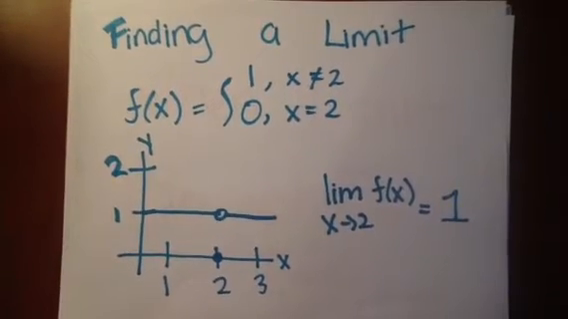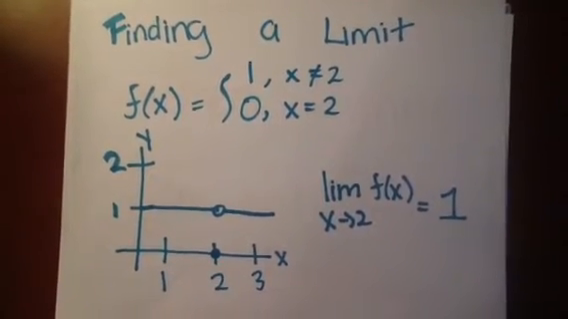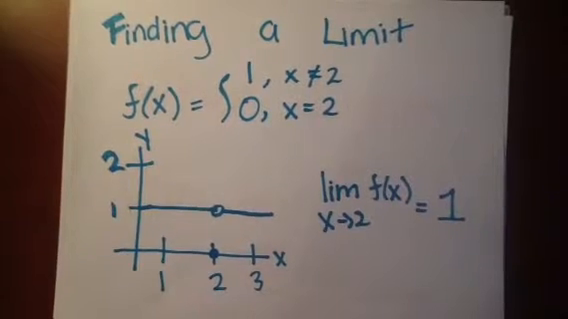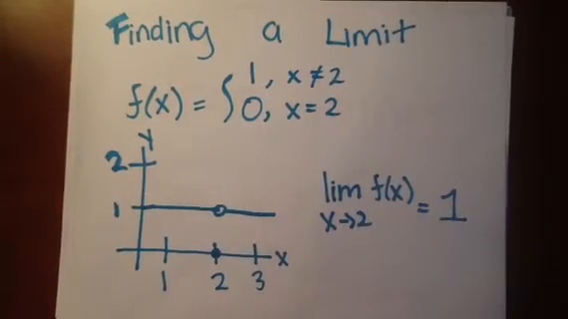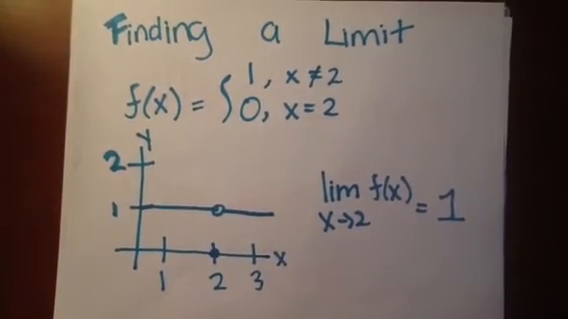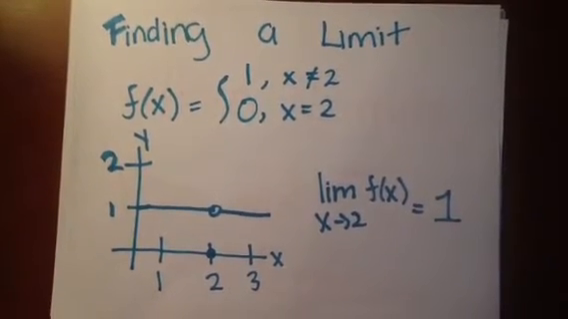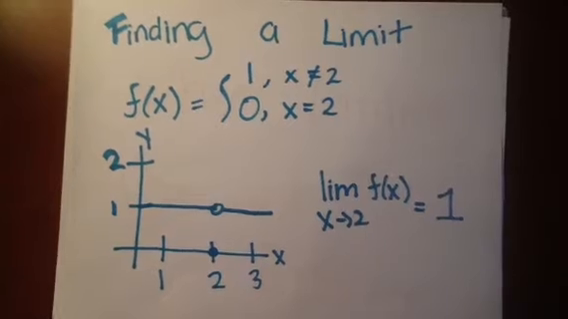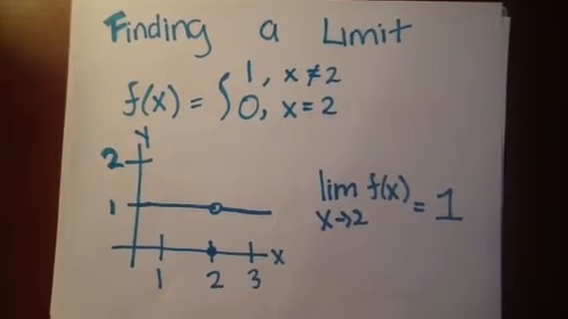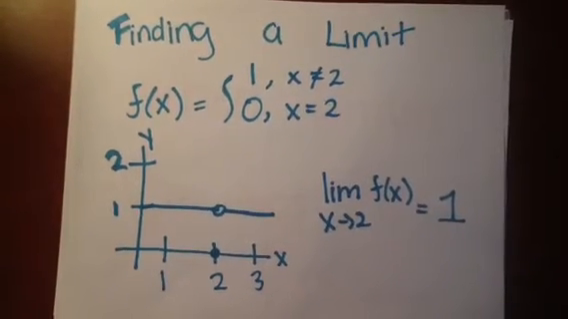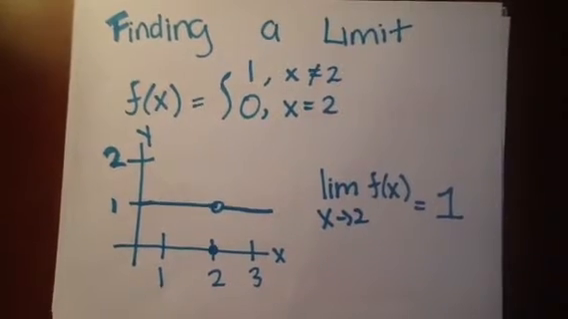Finding the limit of f of x as x approaches 2, where f is defined as 1 at all values x does not equal 2, and 0 at x equals 2. Because f of x equals 1 for all x other than x equals 2, you can conclude that the limit is 1, as shown below. So you can write the limit as x approaches 2 of f of x equals 1.